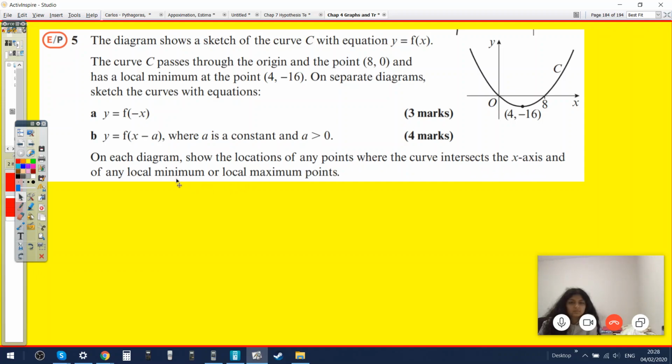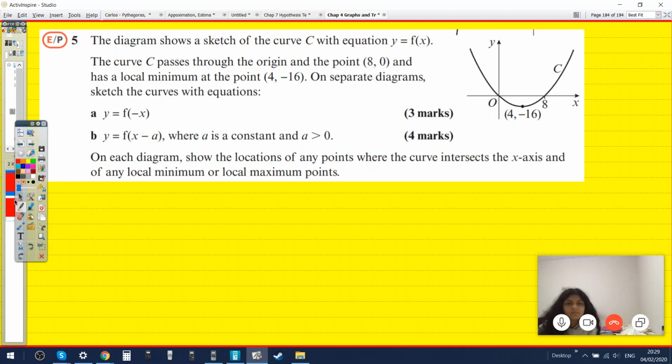Is part B worth doing? It has a minimum at 4, minus 16. Oh, on each diagram, I thought that was part of it. Show the locations of any points where the curve intersects the x-axis, and of any local minimum or local maximum. Sorry, this is what I was thinking.